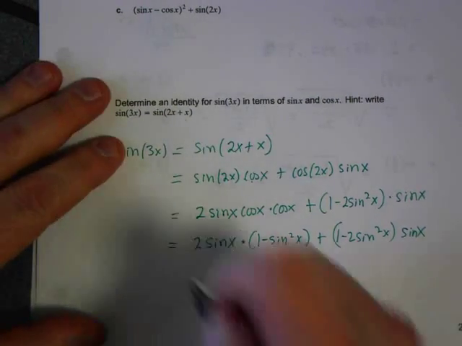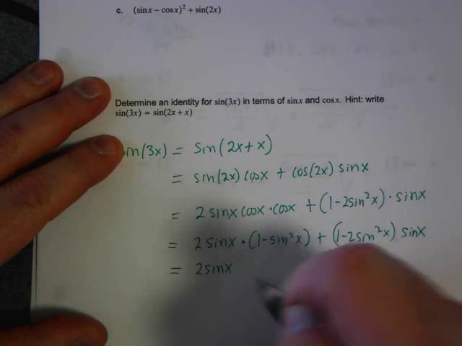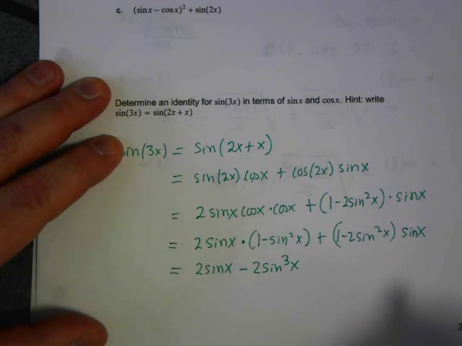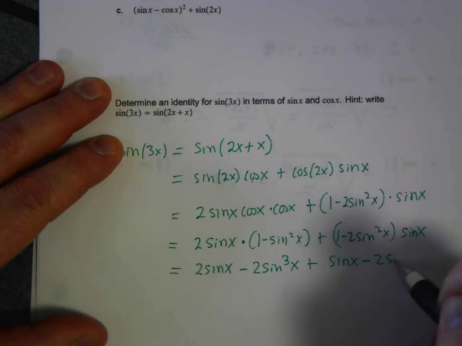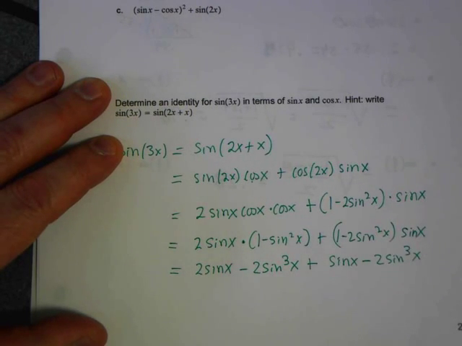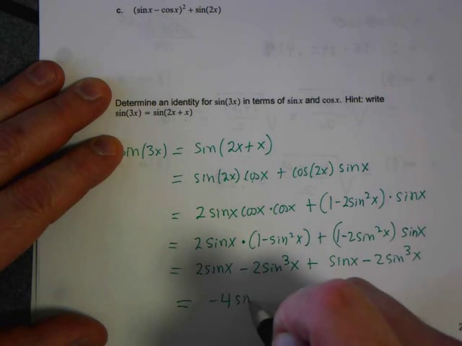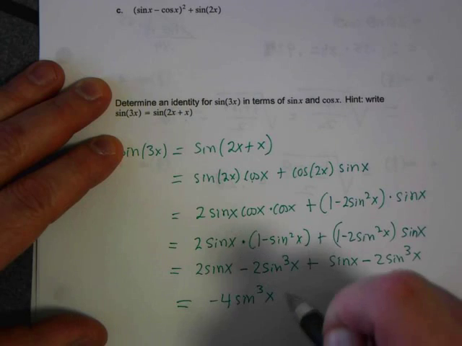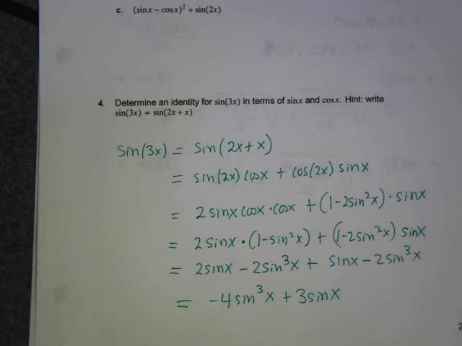All right, so that would give me 2 sine x minus 2 sine cubed x plus, distribute here, that's a sine x minus 2 sine cubed x. So it looks like a final answer could be minus 4 sine cubed x plus 3 sine x when I combine my like terms.